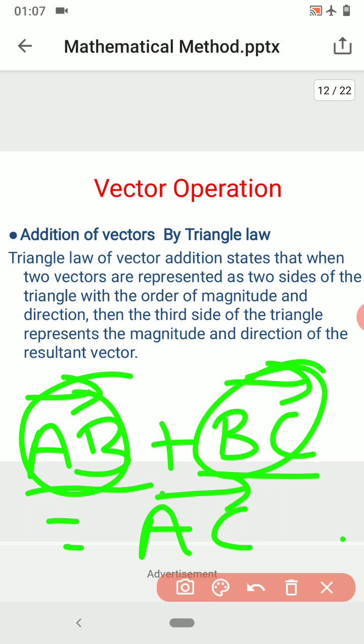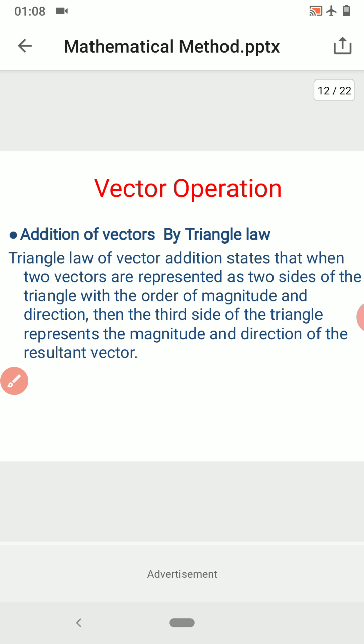So if individual vectors are parallel, the magnitude of the resultant is the addition of the individual magnitudes. So the resultant must be the addition of magnitudes, but the vectors must be parallel to each other. And the direction of the resultant vector is the same as the direction of the individual vectors. So both have the same direction.